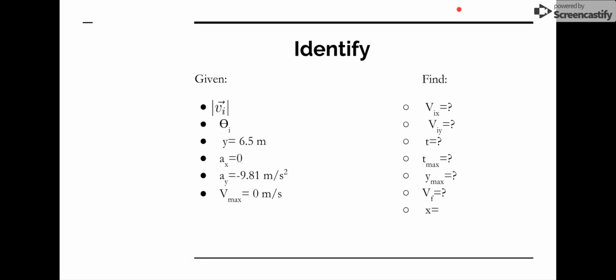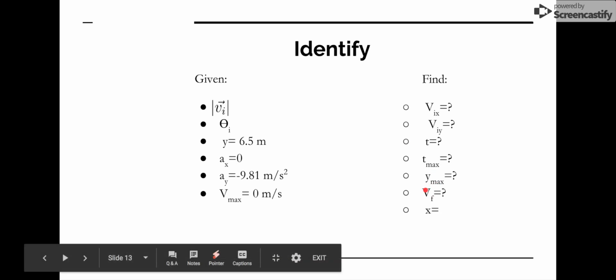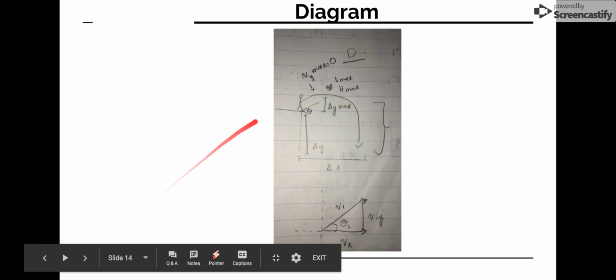The velocity at a max height is 0, and we need to find velocity initial in the x, velocity initial in the y, the time of flight, time max, height max. It's supposed to be a delta value here, velocity final, and also delta x, which is the displacement in the x direction. Here I have my diagram.